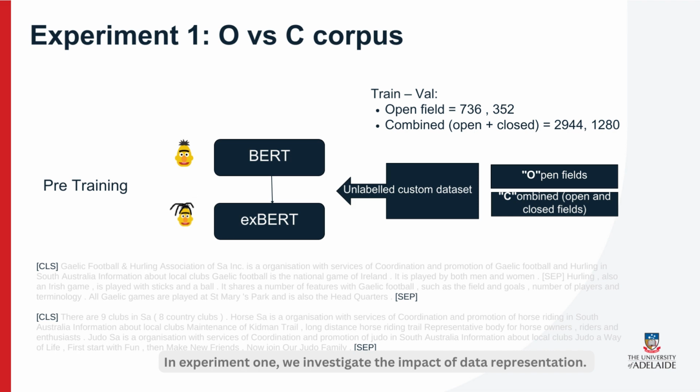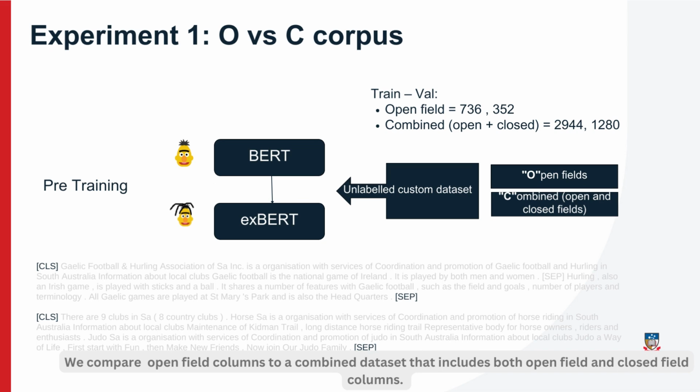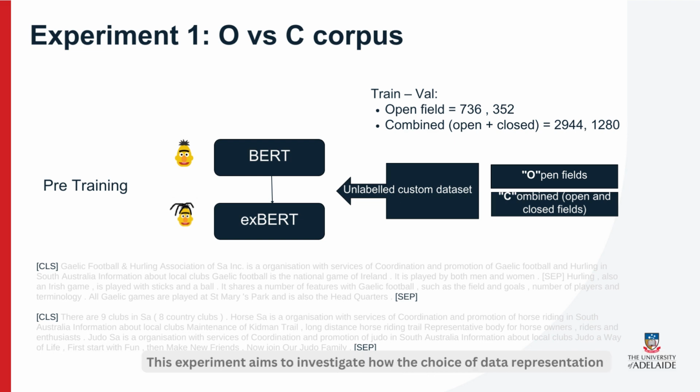In experiment 1, we investigate the impact of data representation. We compare open field columns to a combined dataset that includes both open field and closed field columns. This experiment aims to investigate how the choice of data representation affects the performance and outcome of summarization.